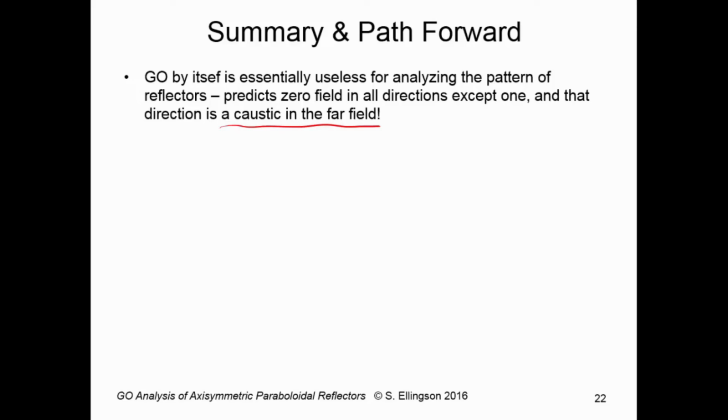This is pretty unsatisfactory as a method of computing half-power beam width or side lobe characteristics, because GEO says there are none. And the reason it says there are none is because GEO doesn't know anything about the edges of the reflector. It only knows the local properties of the surface, so that field, reflected field, is either on or off.